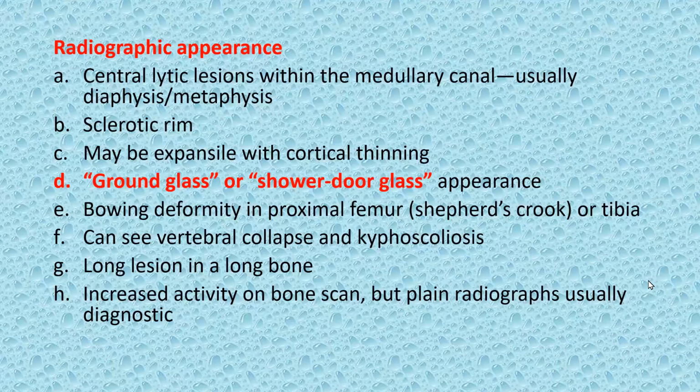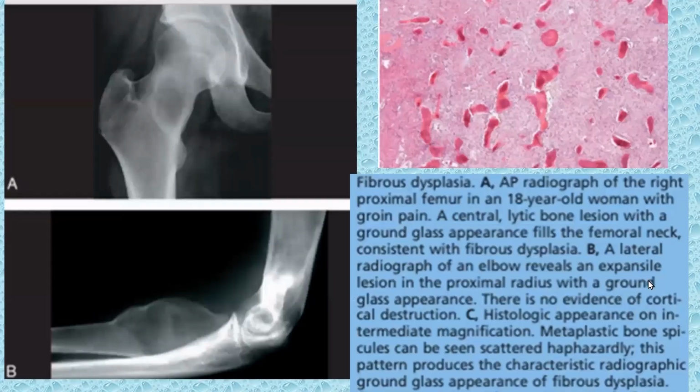You have bowing deformities in the proximal femur, shepherd's crook, or tibia. It can see vertebral collapse and kyphoscoliosis, long lesion in long bone. You have increased activity on bone scans, but plain radiographs usually are diagnostic. This shows you the various lesions, and it shows you how it appears like Chinese letters, spindle shape.